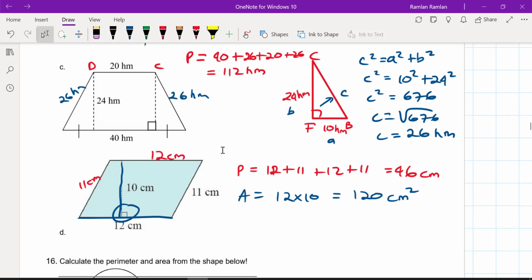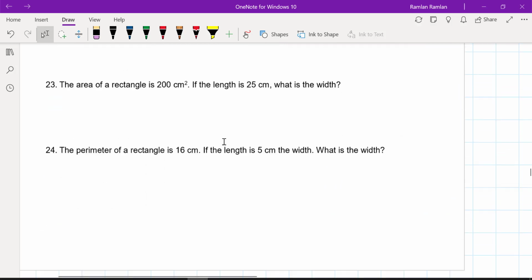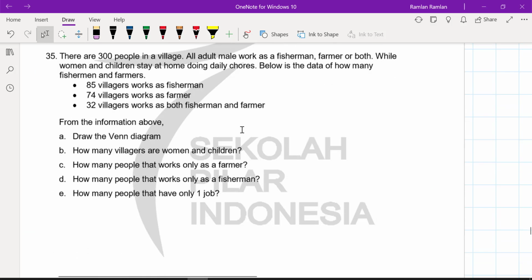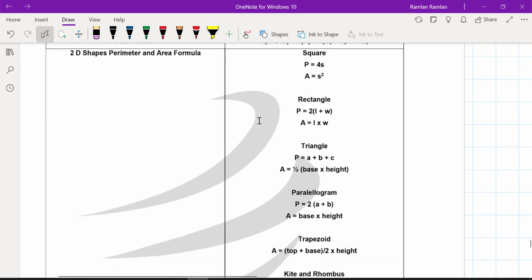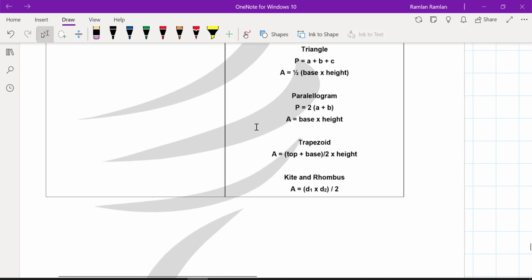You can actually go to the last page of the, I think, did I give you? I forgot. Yeah, in here, yeah, it is. We have the area of a trapezoid, which is this one, right? So it's the top plus base divided by 2 times height. So what is top and base in here?